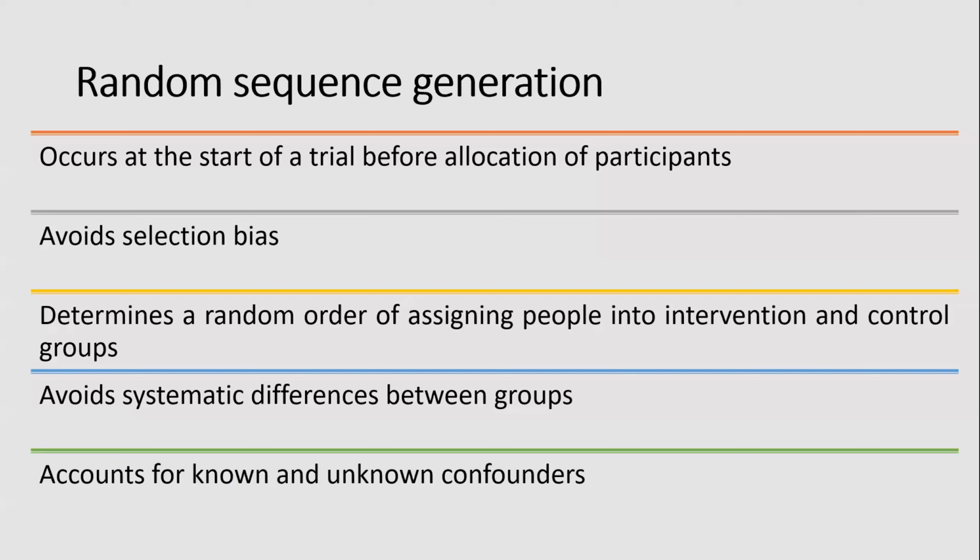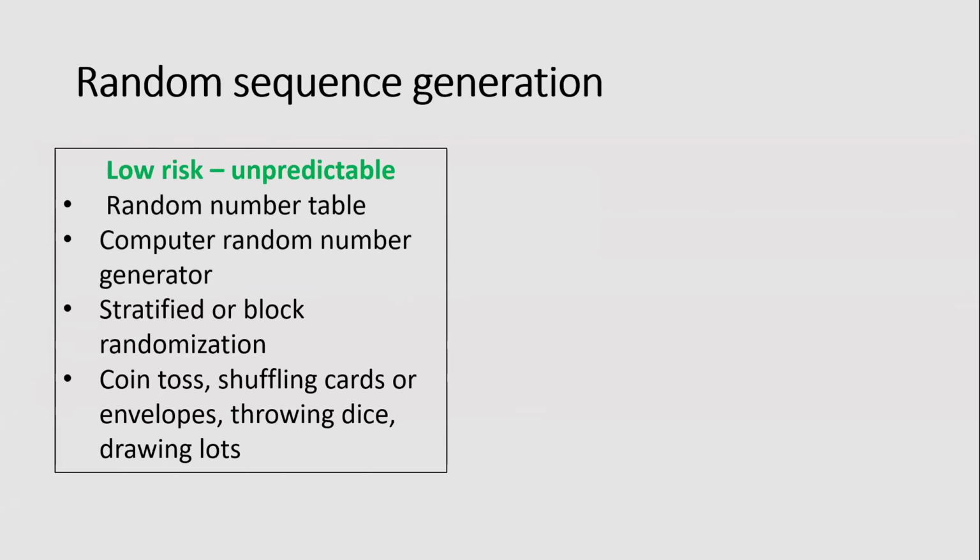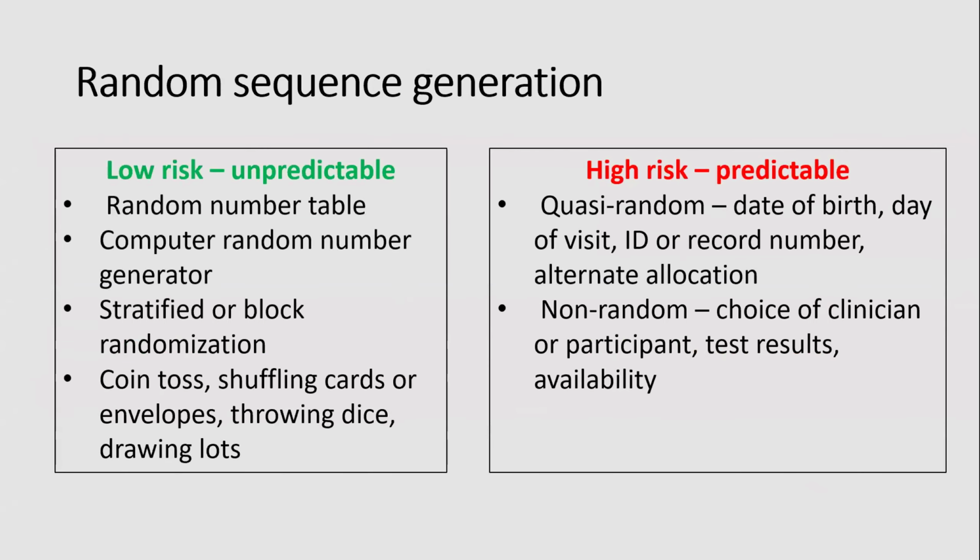It occurs at the start of a trial before allocation of the participants. It will try to avoid selection bias of the participants, determines a random order of assigning people into intervention and control groups, avoids systematic differences between groups, and accounts for known and unknown confounders. So if this step has been appropriately followed in a randomized control trial, there may not be any bias in the selection process.